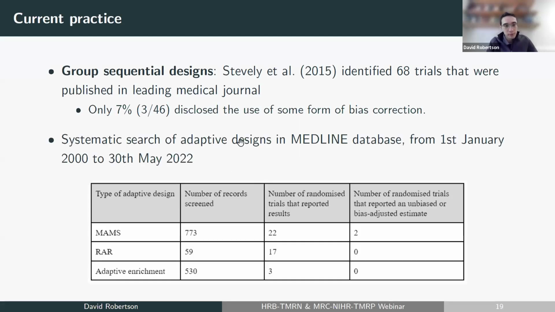So in our review paper, we looked at some other types of adaptive designs and looked at the past 20 odd years. And similarly, we didn't find many trials which even reported results, but out of those, there were only 2 trials which reported an unbiased or bias-adjusted estimate, and this was for 2 MAMS trials. So certainly there's not much evidence of these methods being used in practice, although I think the recent regulatory guidance may lead to increased uptake.